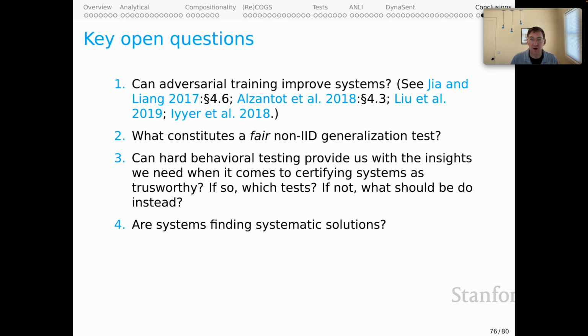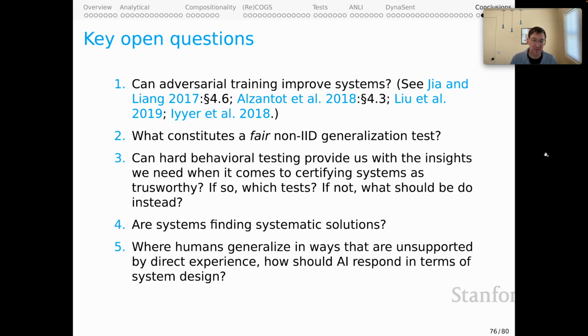Fundamentally, are our best systems finding systematic solutions? If the answer is yes, we will feel as humans that we can trust them. And if the answer is no, even if they seem to behave well in some scenarios, we might always worry that they're going to do things that are totally baffling to us.